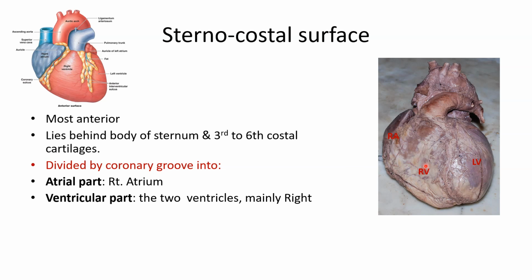Coming to the sterno-costal surface, this is the most anterior surface, and it lies behind the sternum and 3rd to 6th costal cartilages. It is divided by the coronary groove into the atrial part and the ventricular part. The atrial part is contributed by the right atrium, and the ventricular part is contributed by both the ventricles, that is both right and left ventricles, but mainly by the right ventricle.